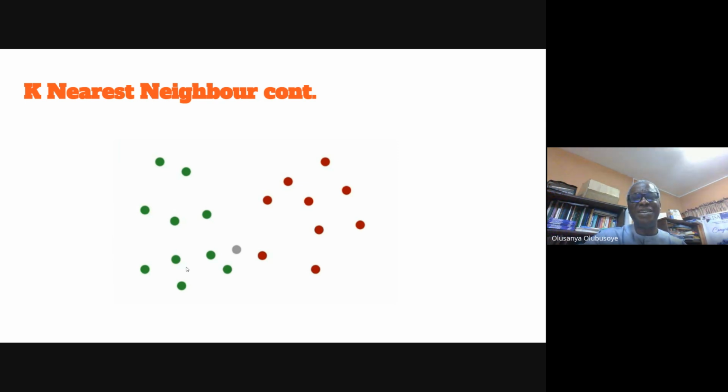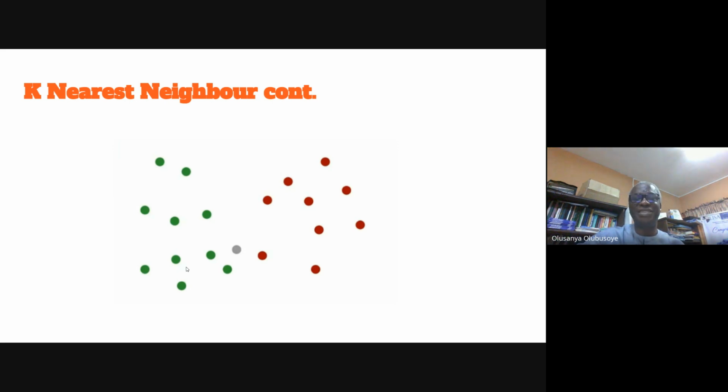So our interest now is, look at the gray. The gray will be considered as a new person we don't know where we should classify. We don't know whether we should say it belongs to green or it belongs to red.